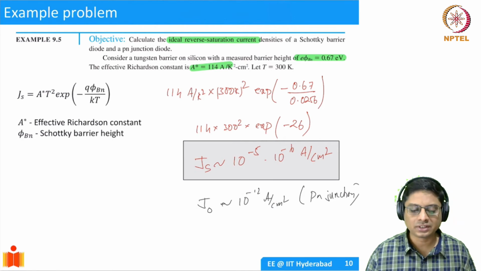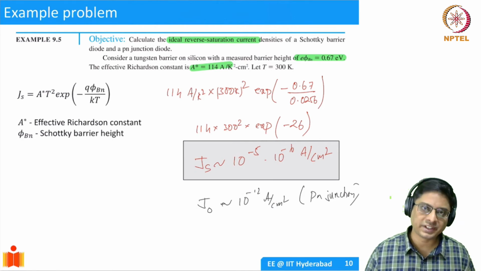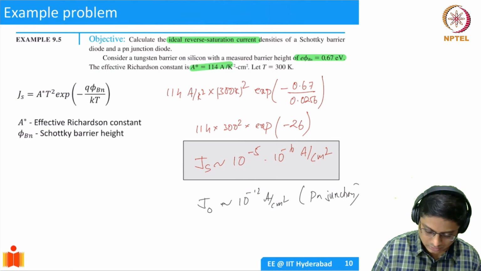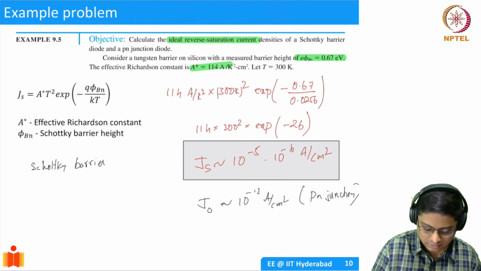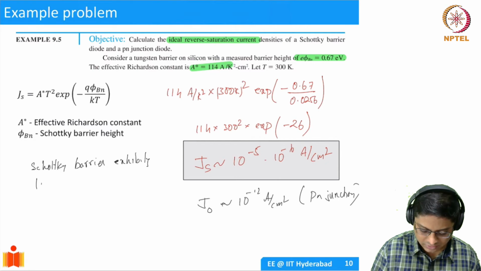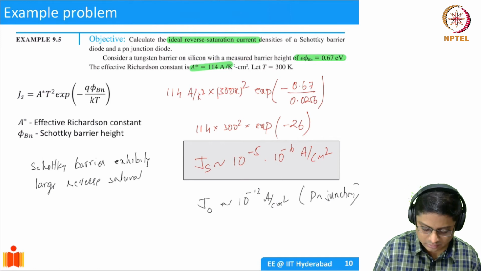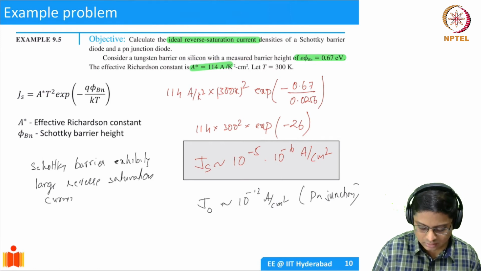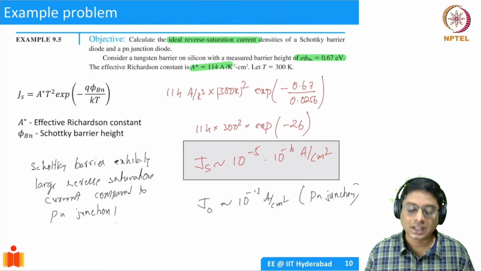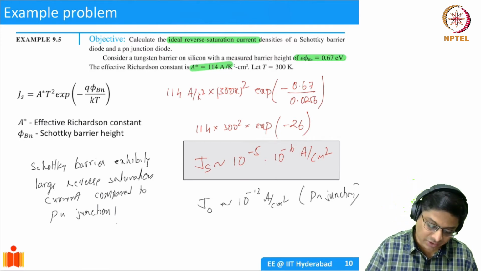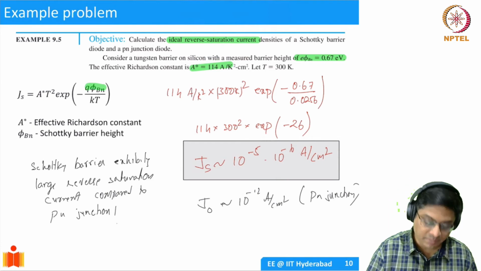This is an important difference between the Schottky barrier and a PN junction. So the Schottky barrier exhibits large reverse saturation current compared to a PN junction. This is an important takeaway from here. And also remember, it is dependent strongly on phi_BN.